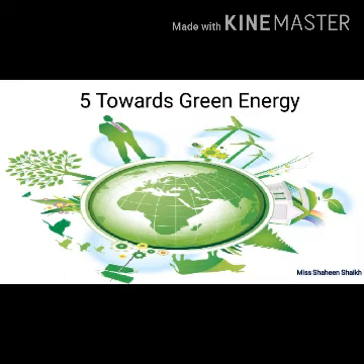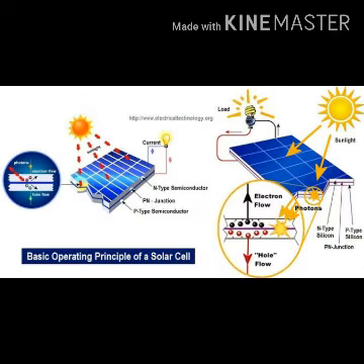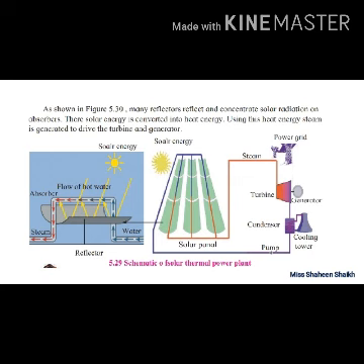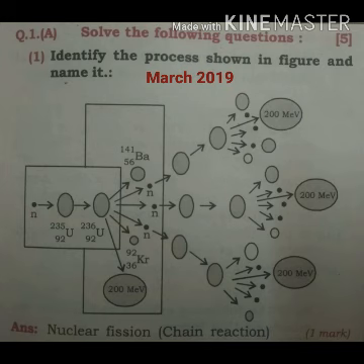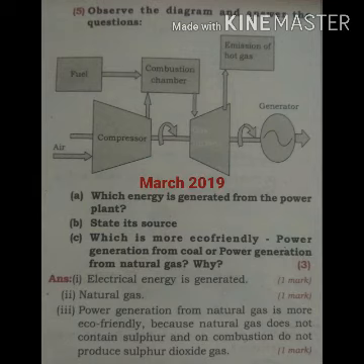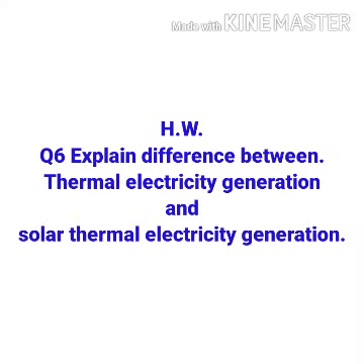Hope you all have understood the topic. Today we have studied electricity generation using solar photovoltaic cells and electricity generation using a solar thermal power plant. These are the important questions which were asked in the March 2019 board exam from this chapter. Homework for today is: explain the difference between thermal electricity generation and solar thermal electricity generation.